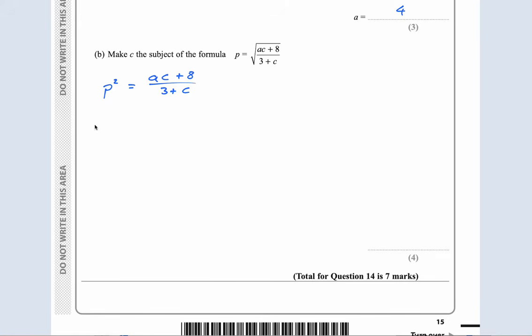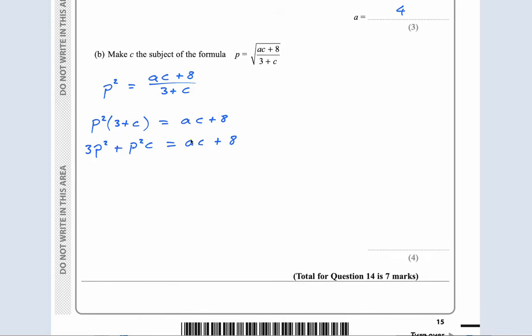Okay, square both sides. Then, because I'm trying to make c the subject, I need to get this c out of the denominator. How do I do that? I multiply across. Multiply by the denominator gets rid of it. So I multiply both sides by this. Then I need all the terms with c on their own, but this guy's stuck in a bracket, so I need to multiply out the bracket. So it's 3p squared times 3, plus p squared times c equals a times c plus 8.